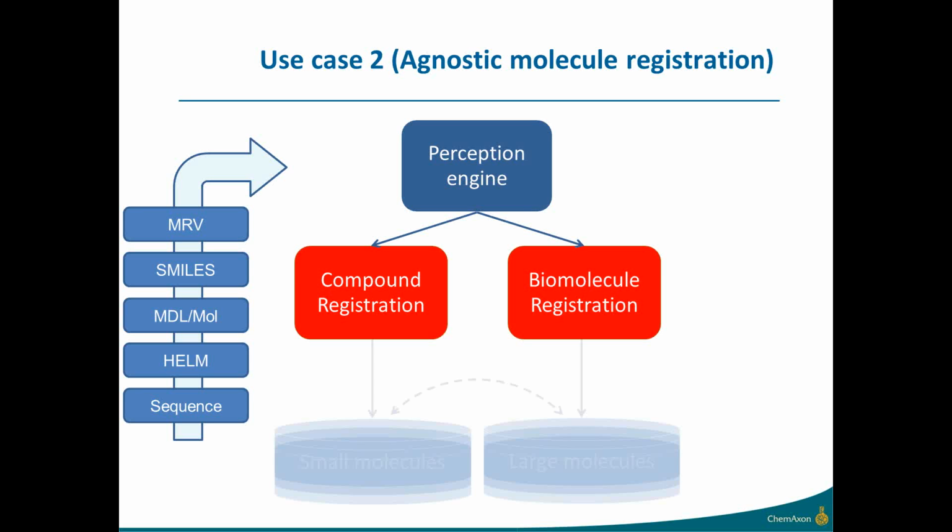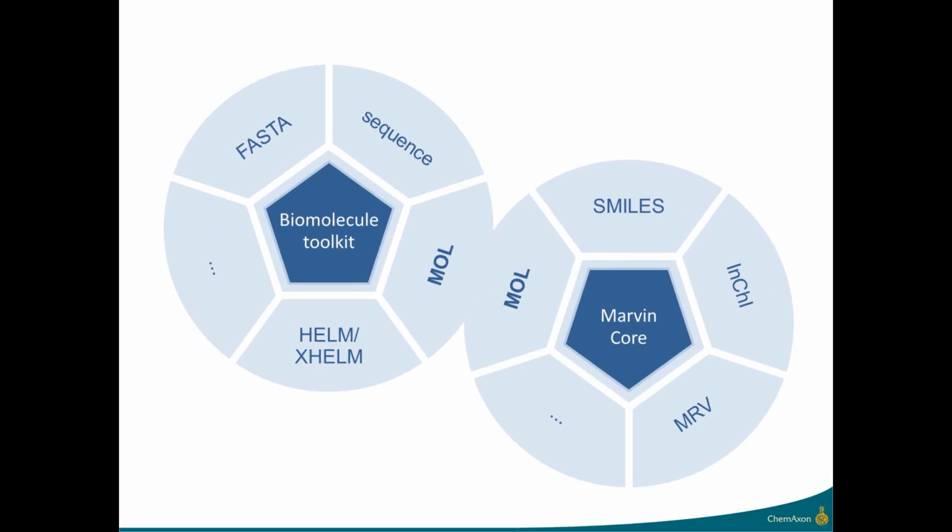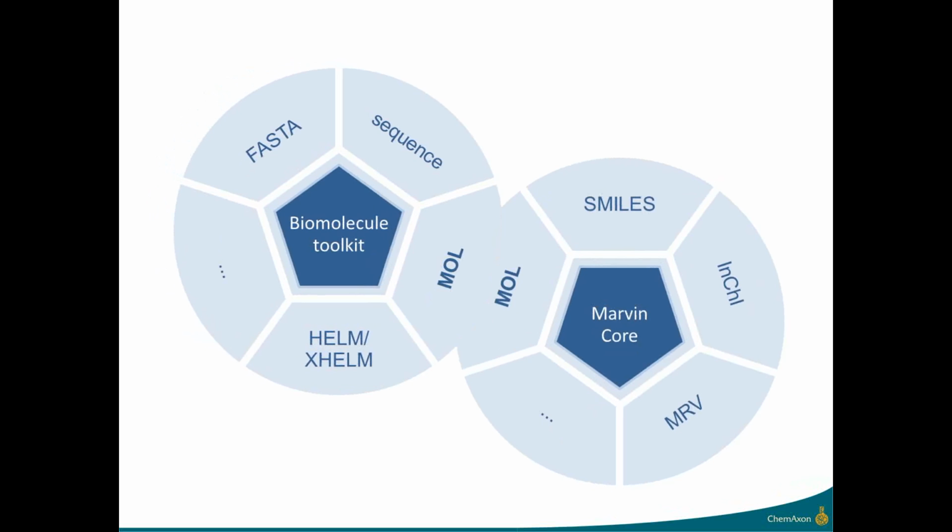This is possible because the biomolecule toolkit in itself is offering a variety of file format supports, and also our JChem and Marvin core is offering a similar support for different file formats, and the overlap between the two is the mole file. So as soon as we have exported from our biomolecule toolkit a large molecule into a mole file, it can be taken over by the Marvin core and becomes available for our entire cheminformatic intelligence.